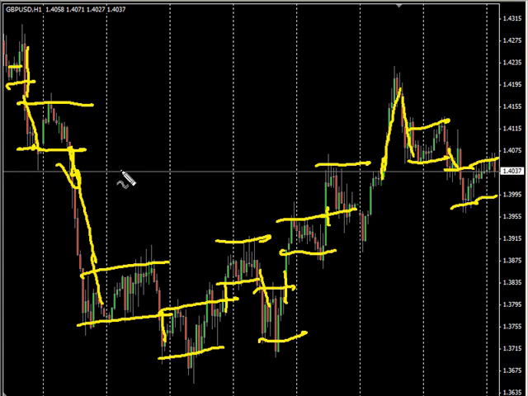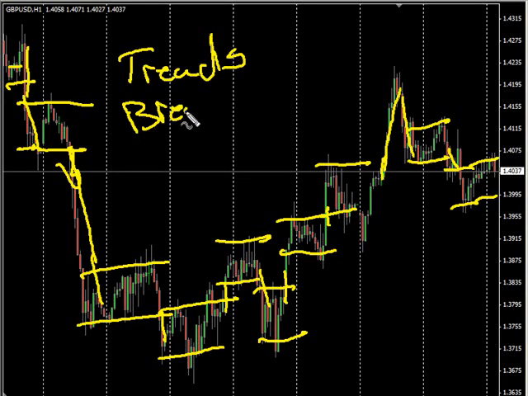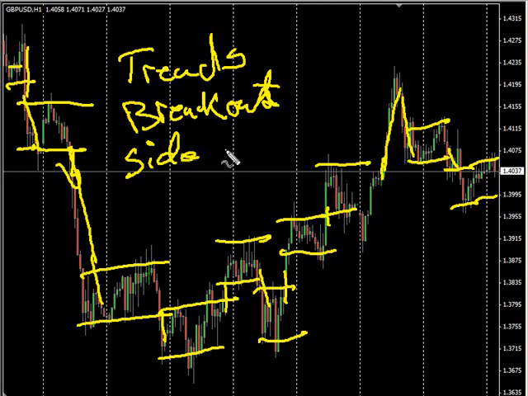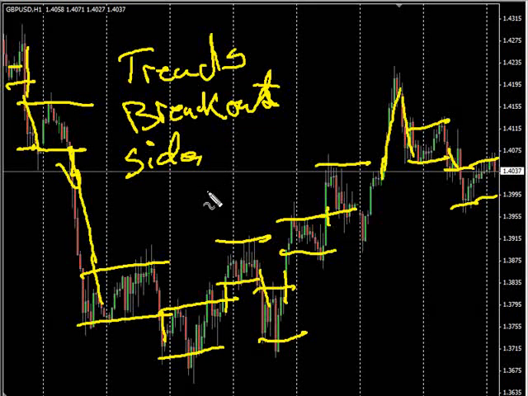So what you will find here, if you go through it, is that the market trends, it breaks out, and it moves sideways, or moves in a counter trend fashion. So those are the three types of movement that the market makes.